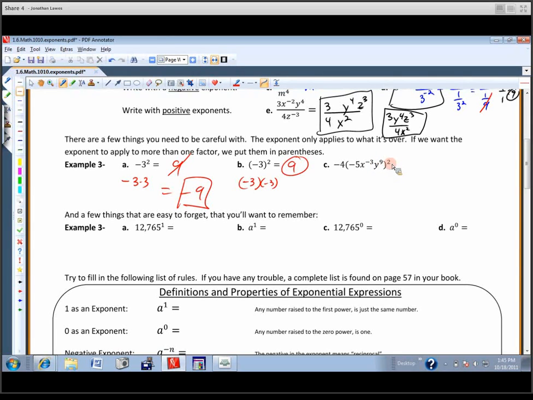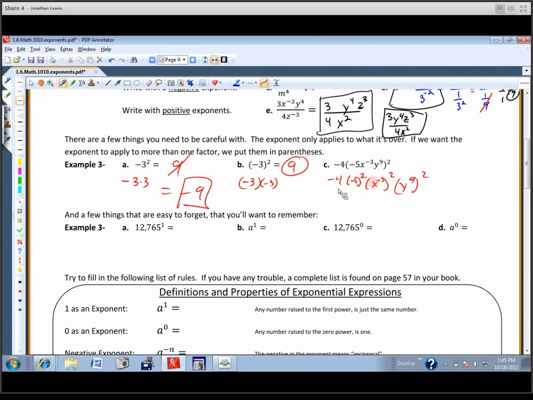This is negative 4 times negative 5x to the negative 3, y to the 9th, that quantity squared. This 2 applies only to these guys in parentheses. So we've got a negative 4. I have a negative 5 and it's squared. I have an x to the negative 3 and it's squared. And I have a y to the 9th and it's squared.